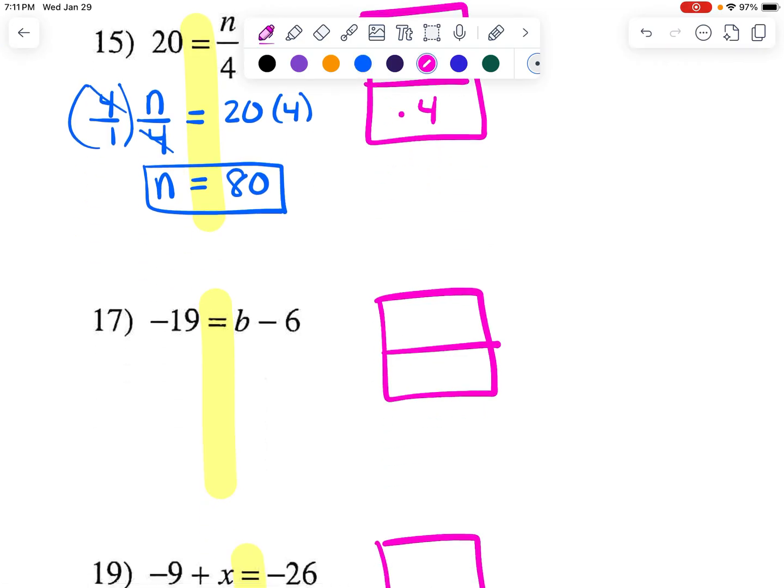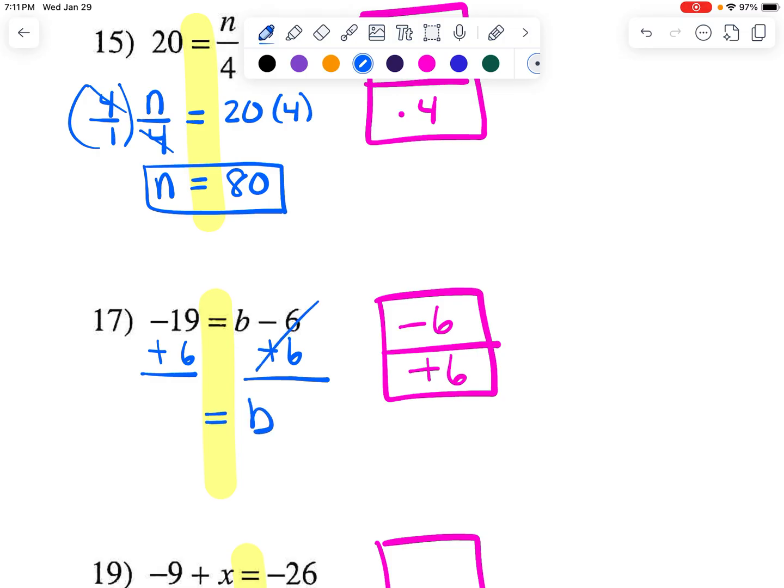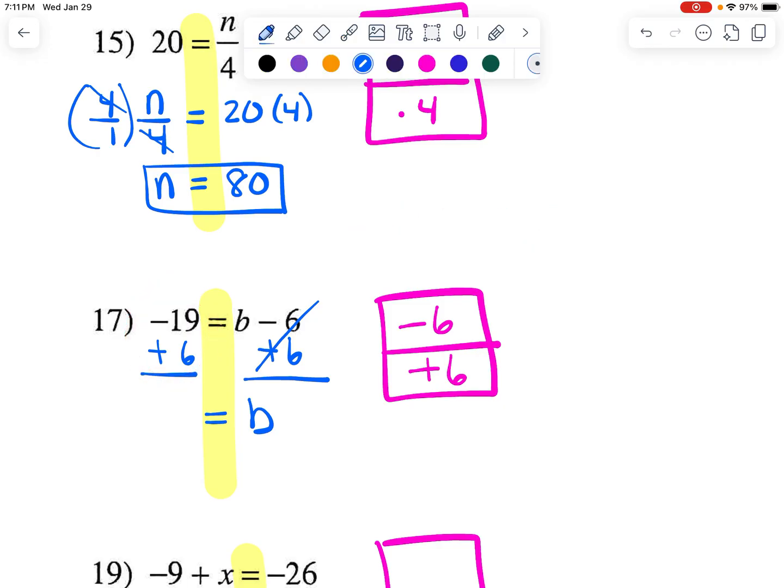All right, B is being subtracted by 6, so we need to add 6. So we add 6 on the right and we add 6 on the left. As you can see, you get your minus plus, you get your 0 right there. So we have B equals negative 19 plus 6. You should be pretty confident with these numbers now with the rules. That would be 13. And you have more negative, so B equals negative 13.